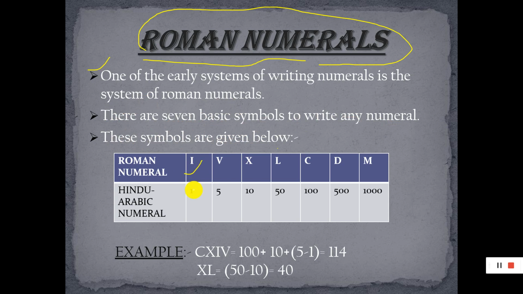For 1 you can write this symbol. For 5 you can write this symbol. For 10 you can write this. For 50 you can write L. For 100 you can write C, and for 500 you can write D, and for 1000 you can write M.